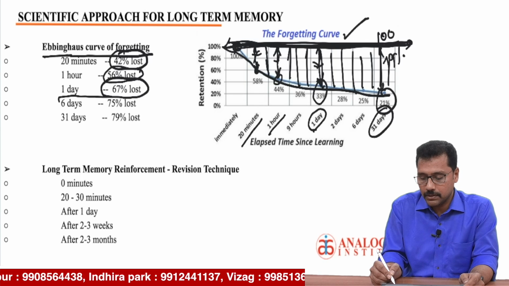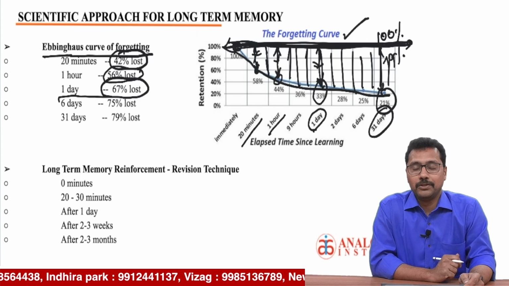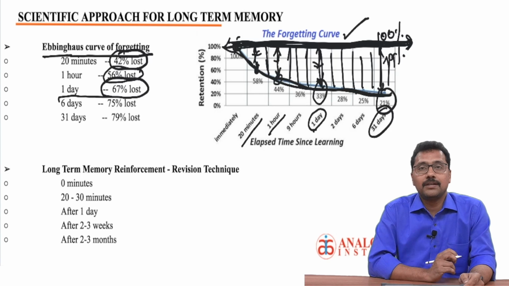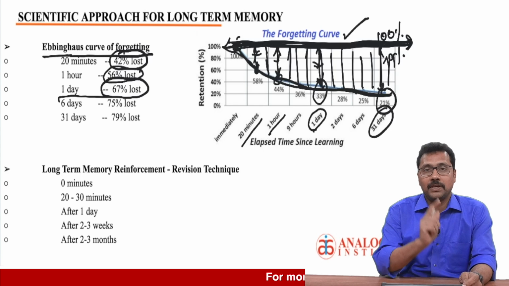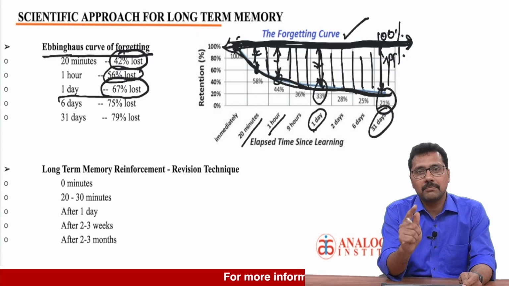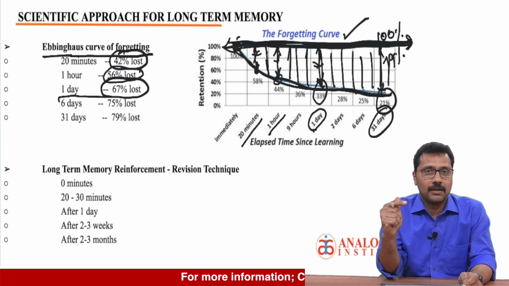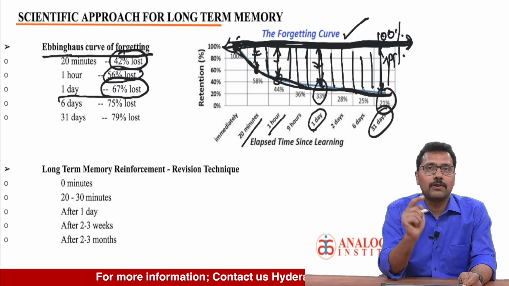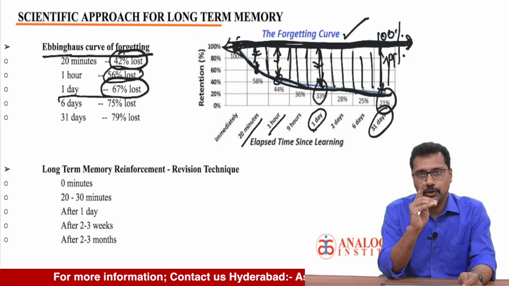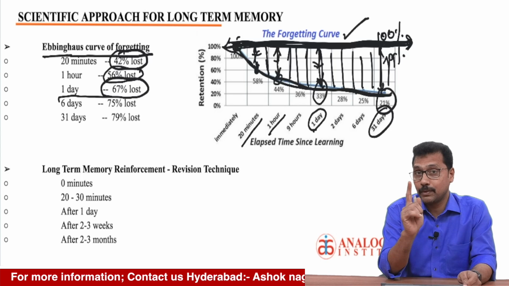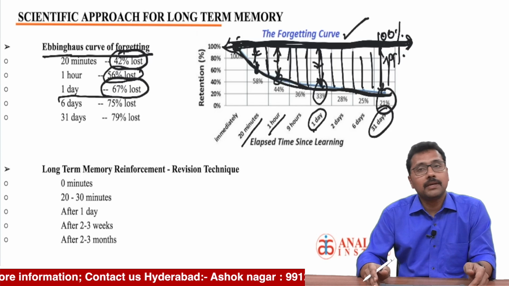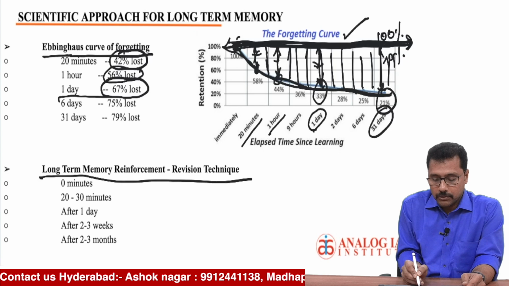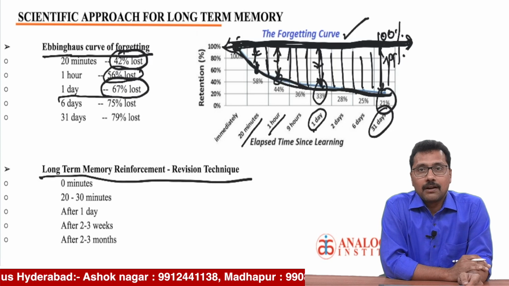This is the 100% retention line. Instead of a curve like the Ebbinghaus curve, it should be a 100% retention kind of straight line. Then yes, you can definitely remember everything that you learn for this examination, and even after 1 year or 1.5 years, if someone asks you questions of whatever you learned 1 year back, you will be able to recollect that information. That's very important. Now, based on this Ebbinghaus curve, there is one scientifically proven long-term memory reinforcement, which is also called a revision technique.